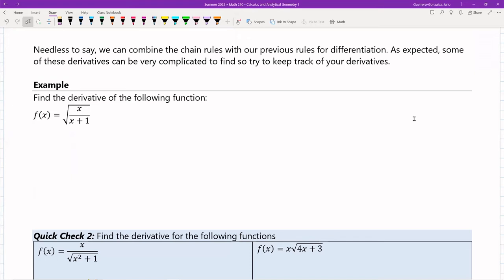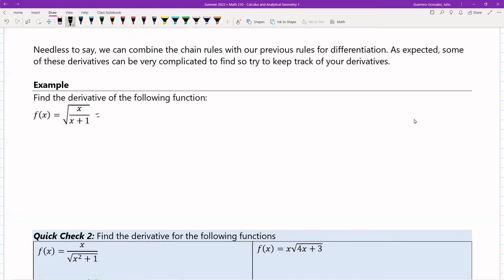Find the derivative of this following function. Looking at it before we start, we see that it's a square root of a division. When we do the derivative of a square root, we're going to require the chain rule. Inside the chain rule, there is a division, so we're going to have to use the quotient rule to take care of that bit. Let me put that into action.